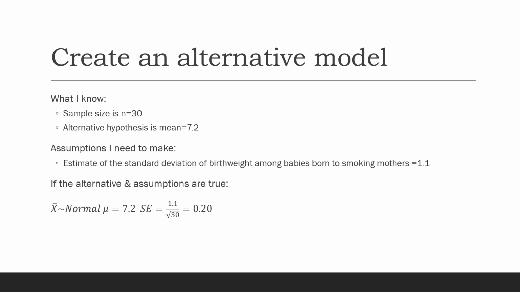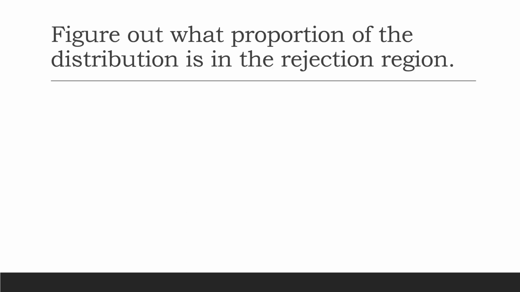With its mean at 7.2 pounds and standard error 0.2. So once I've got my alternative model, now I need to figure out what proportion of the distribution in my alternative model is in that rejection region.